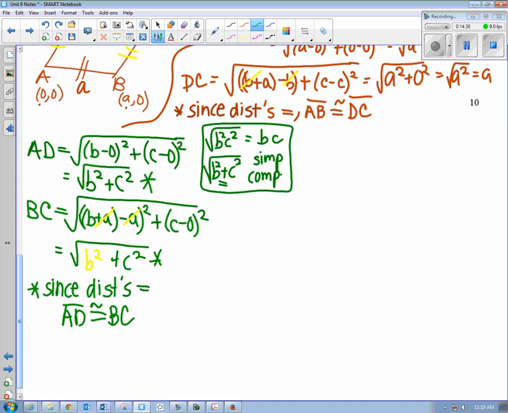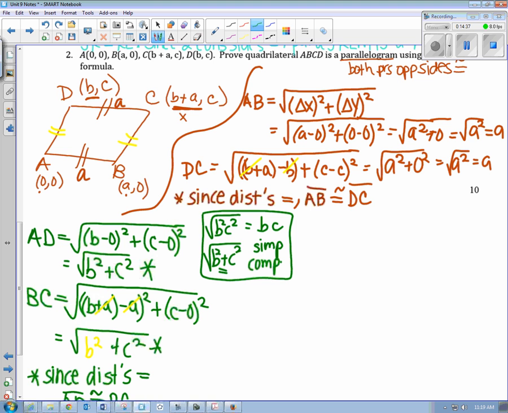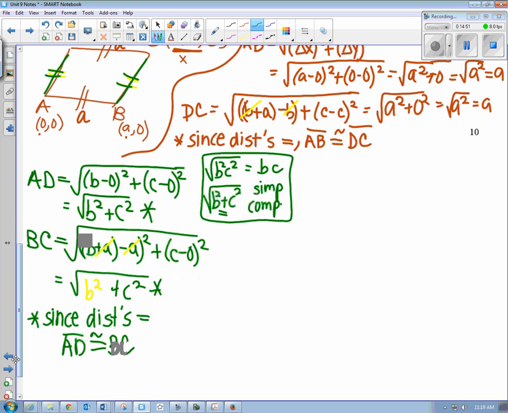So I've made two little mini summary statements. One where I went back and said, okay, I did distance formula on the top and bottom sides. I got a for the measurement for both of them. They're congruent. And then I did the measurement of the other two opposite sides. I got their measurements both to be radical b squared plus c squared. So right now, I know that both pairs of opposite sides are congruent.